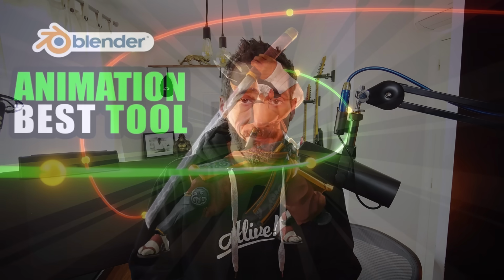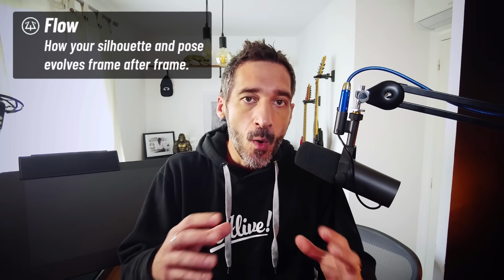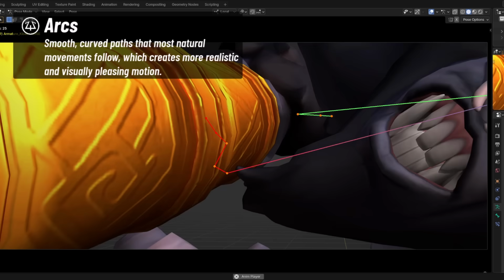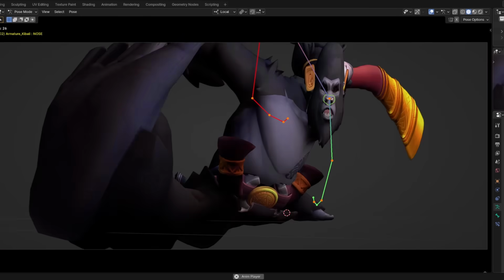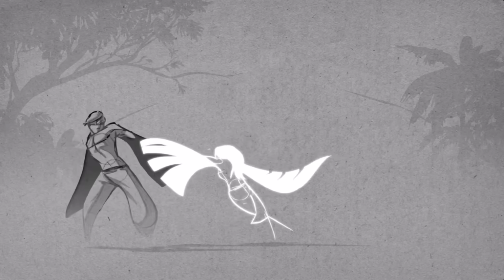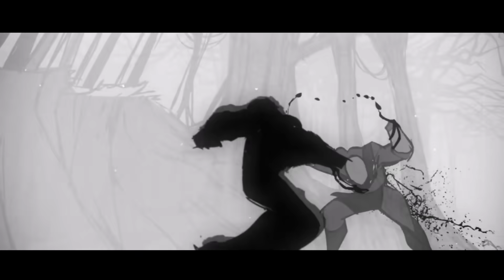My second tip for this video is flow. I already covered in a previous video the importance of good arcs in animation. Flow is the same concept, but based on the whole pose. Instead of tracking one specific body feature's arc, let's see how the whole silhouette flows from one frame to the other. One of my favorite animators, Ryan Woodward, is a master at it. While achieving great and believable poses, look how smooth the body flows from one pose to another.